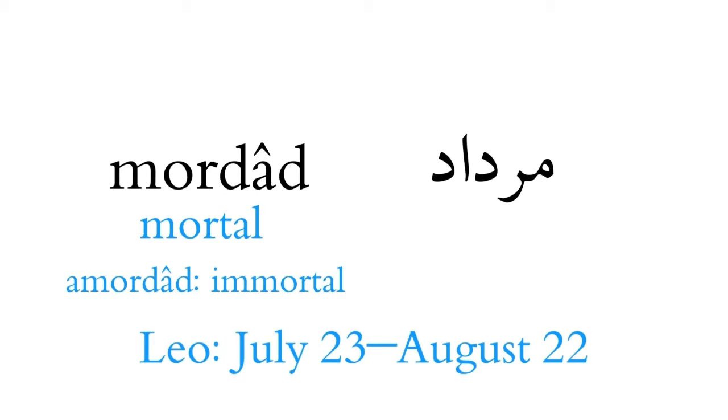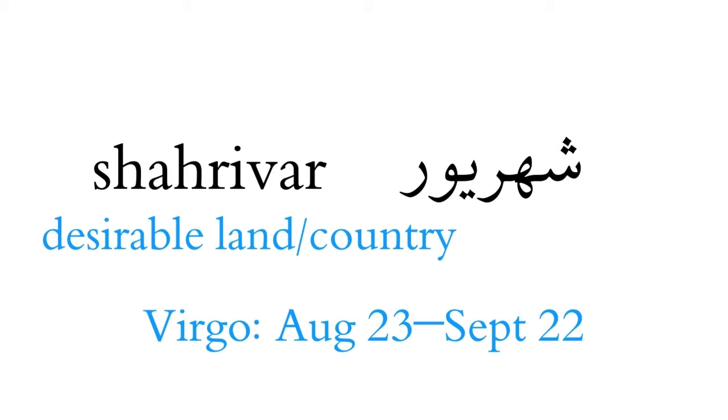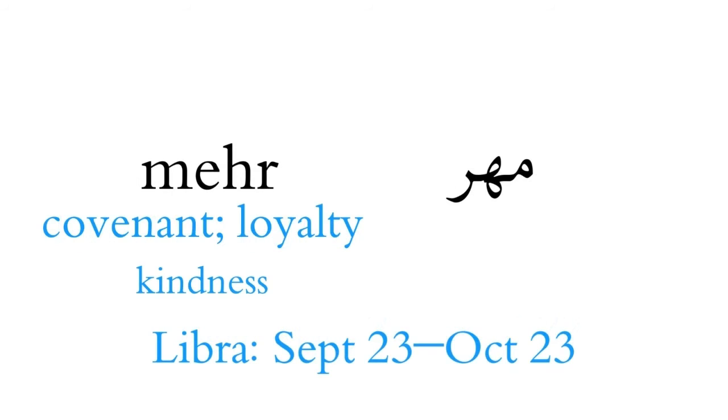Mordad, which means mortal, but many claim that this is actually incorrect and it should be Amordad, which on the Zoroastrian calendar I believe actually is still Amordad, which means immortal. And this corresponds with Leo. Shahrivar, desirable land or country, and this corresponds with Virgo.